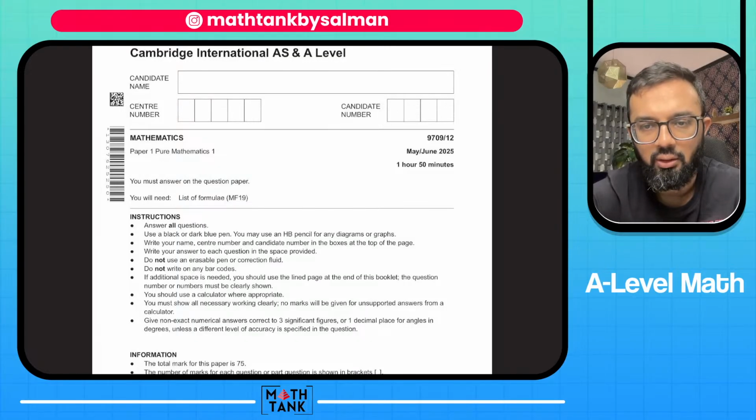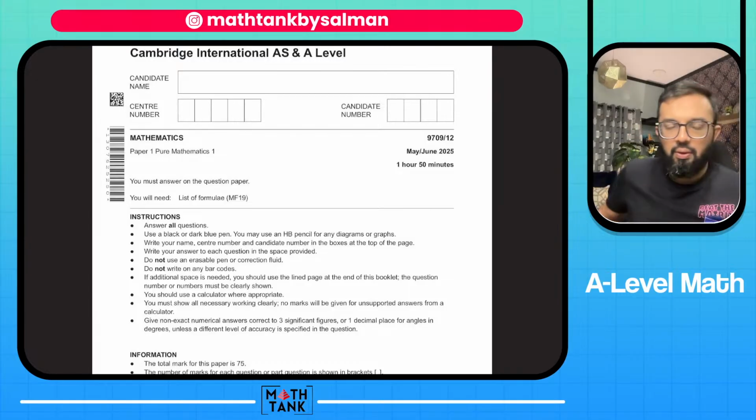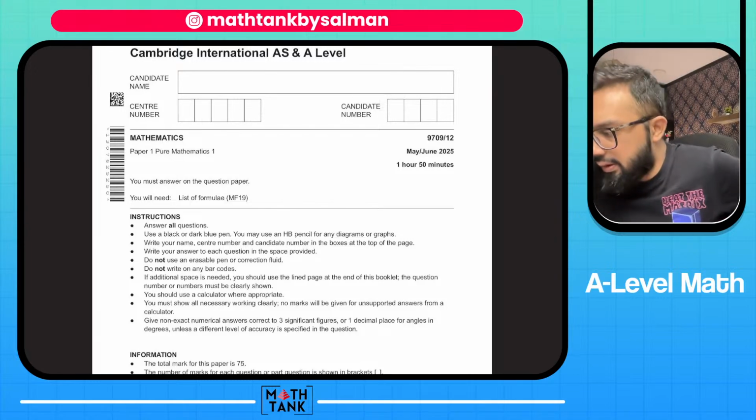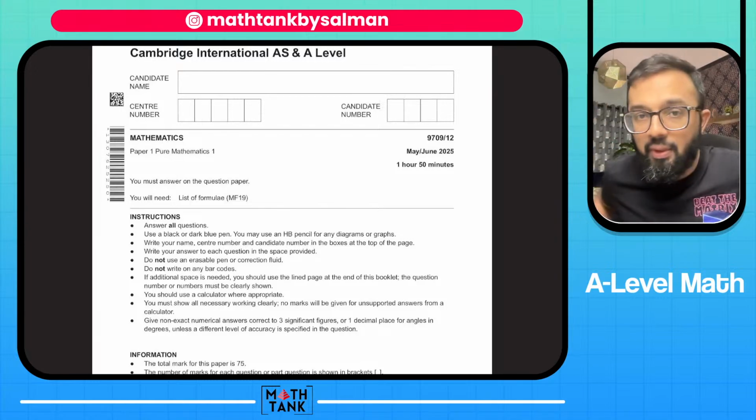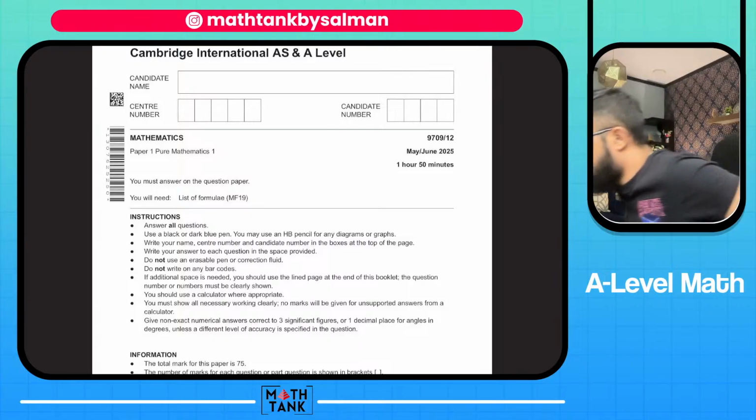Today we're solving May June 2025 variant 1 2. I think I've already solved all the other variants. This one was left, so let's try to do that right now. I will have to grab my calculator.